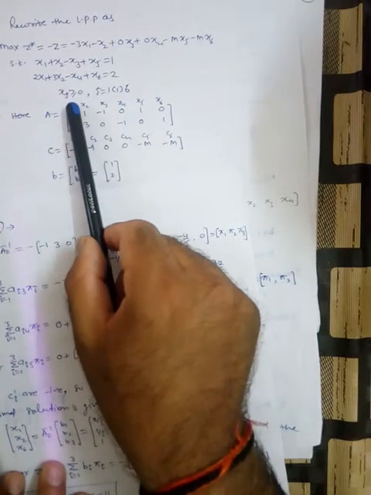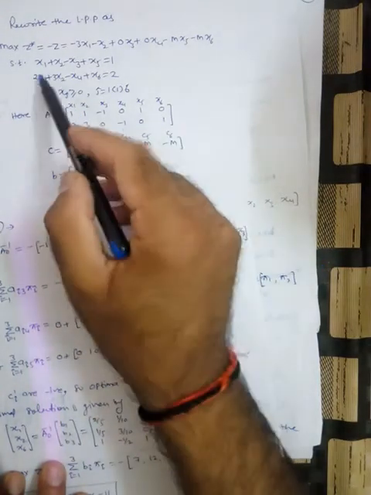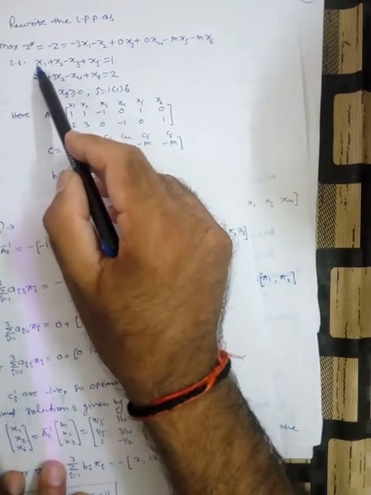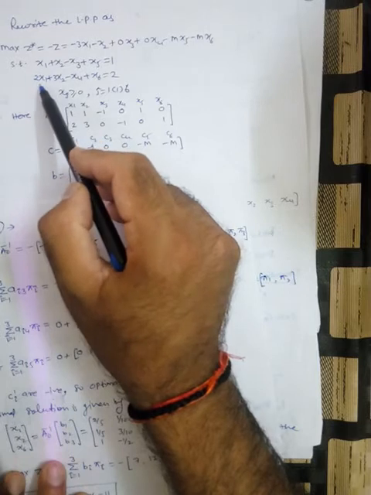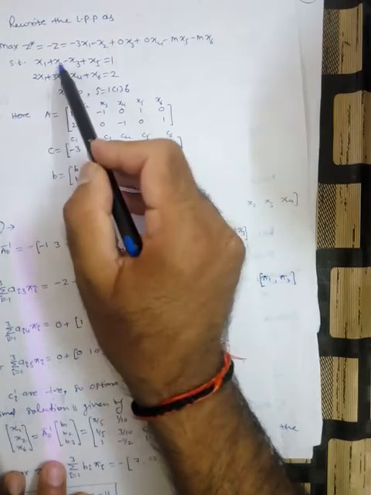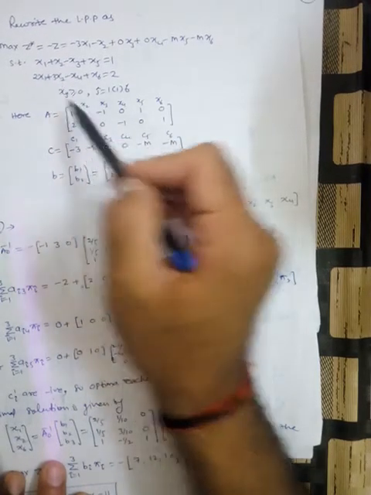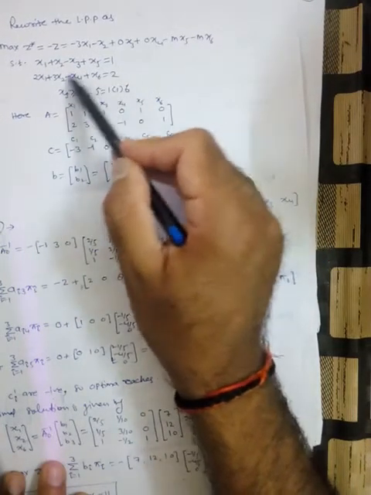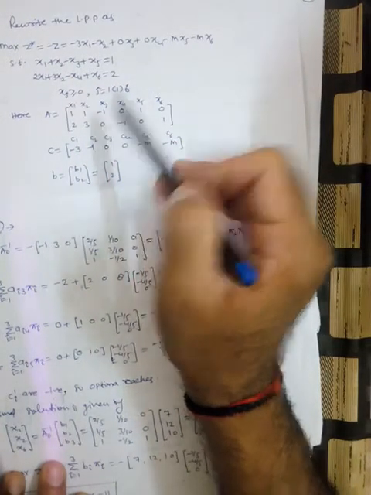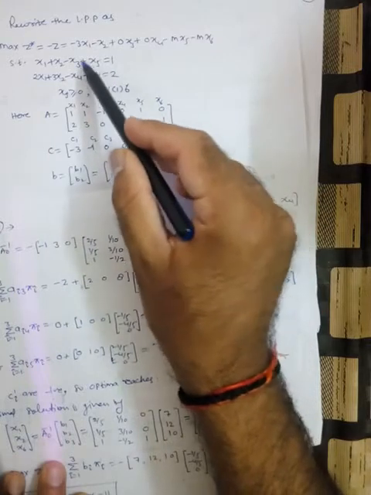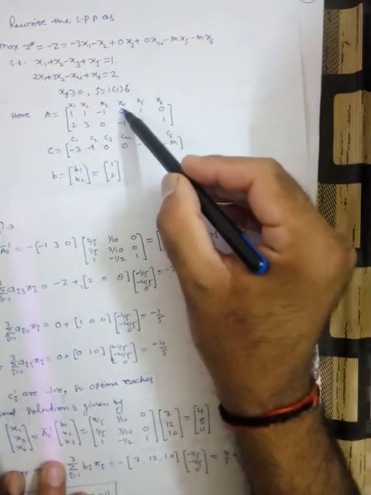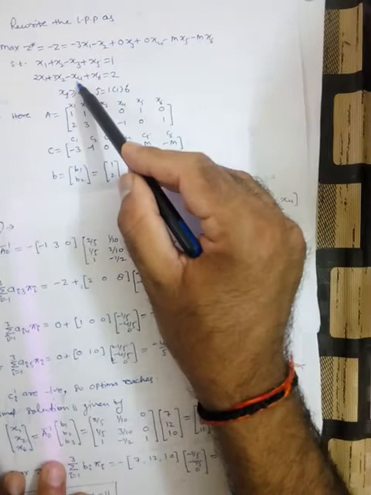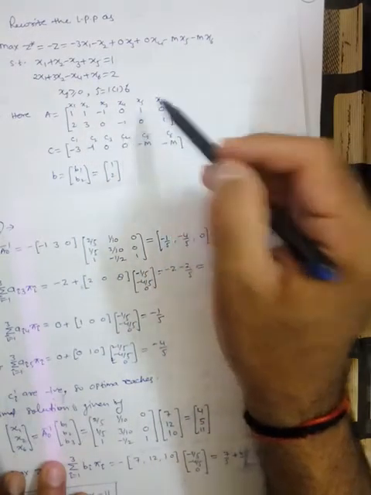Coefficient matrix corresponding to x1: in the first constraint we have 1, in the second constraint we have 2, so 1 and 2. Similarly for x2 we have 1 and 3. For x3 we have minus 1 in the first constraint, and in the second constraint there is no x3, so 0. For x4, in the first constraint there is no x4, so 0, and in the second constraint we have minus 1.